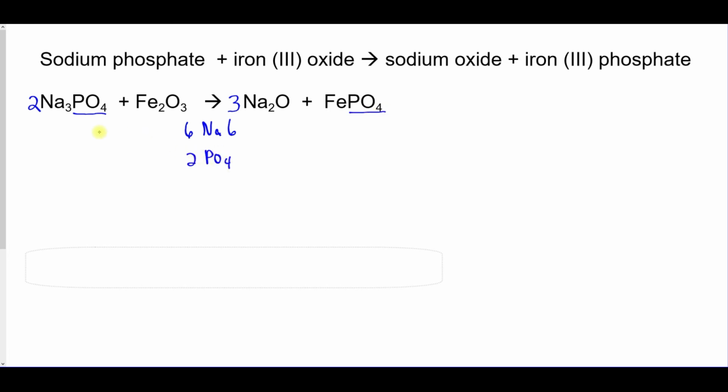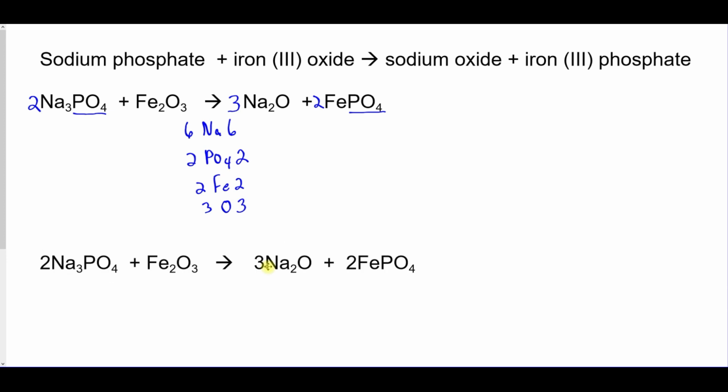I'm going to balance the phosphate as units. I have 2 on my reactant side, so I need to have 2 on my product side. If I look at iron, I have 2 on my reactant side and 2 on my product. Always saving oxygen for last, I'm going to see that I have 3 on my reactant side. We don't count these because they've been counted as the phosphate. Similarly, over here, they've been counted, so I have 3 on my reactant side and I have 3 on my product side. So I've successfully balanced this.